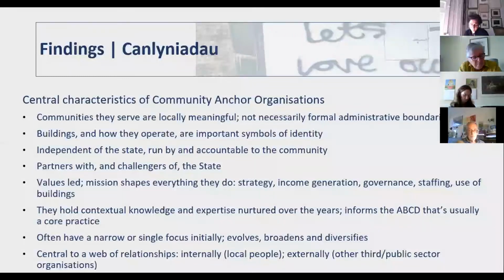Buildings and how they operate and manage those buildings are important symbols of identity, but they are incredibly energy sapping and expensive. But they are spaces that communities can identify with, that communities can feel safe in, that communities come together in. One of the organisations that we were with, their hub, their HQ, has a more colloquial description of the community's living room, which I think is lovely.